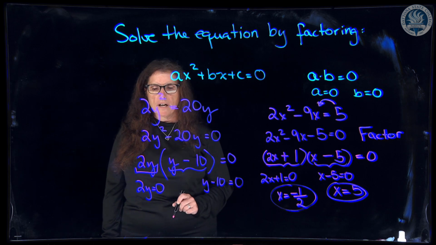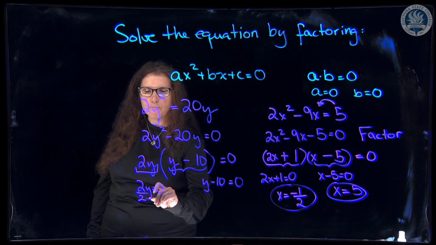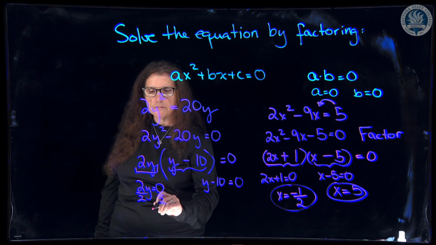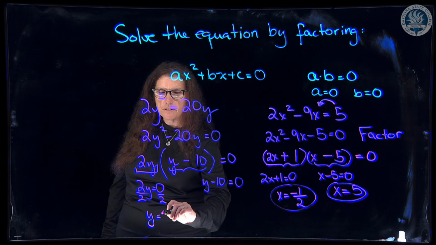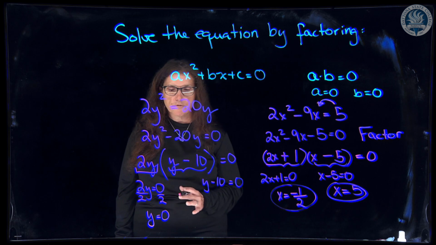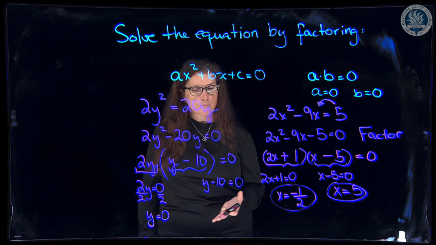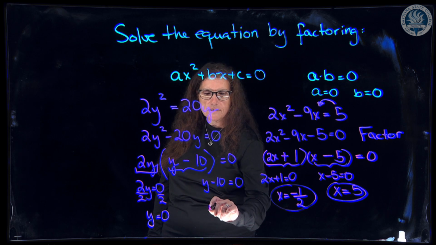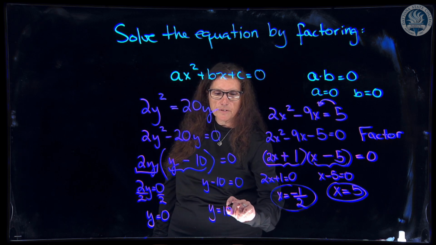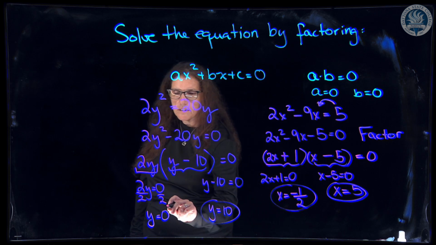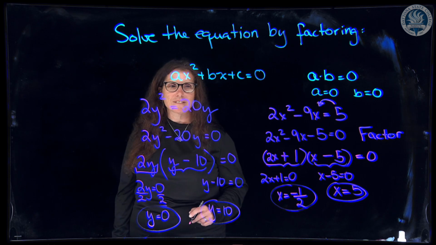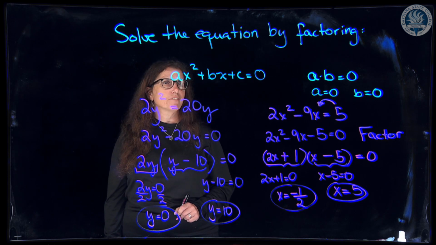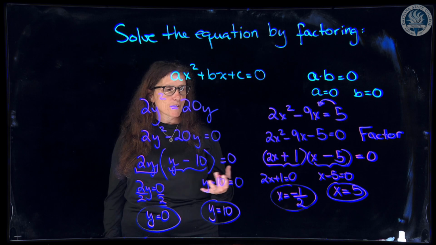We solve for y now. You can divide by 2. 0 divided by 2 is 0. And don't forget, this is an answer, perfectly great answer, 0. Add 10 to the other side, y is equal to 10, and there are our two answers. That's it, solving quadratic equations by factoring.